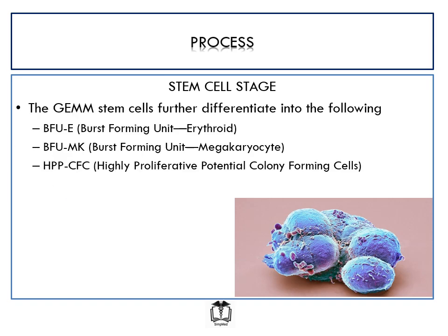The myeloid stem cell, or the GEMM stem cell, tends to differentiate into three major progenitor cells. This includes the burst-forming unit erythroid, which goes on to form erythrocytes through the process of erythropoiesis. We talked about that in a separate module. Then the burst-forming unit megakaryocyte, which undergoes thrombopoiesis to form thrombocytes or platelets. And then finally, the highly proliferative potential colony forming cell, or HPP-CFC for short, which we'll be talking about in the next slide. This is the major progenitor cell for the process of myelopoiesis.